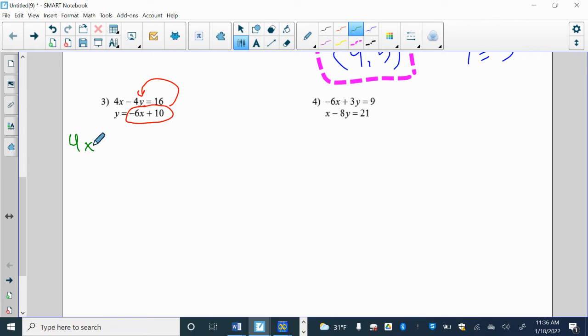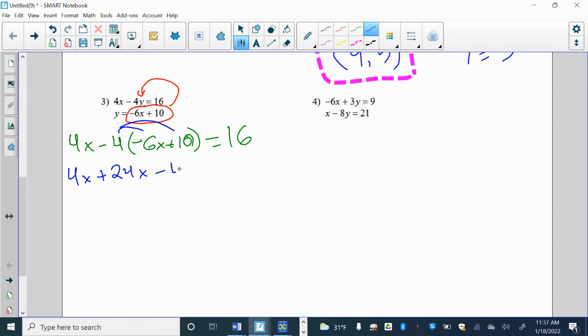We have 4x minus 4 times the parentheses. Y goes out, -6x plus 10 goes in, equals 16. Notice we needed parentheses because y was getting replaced with these two terms, -6x plus 10. So that -4 has to be multiplied to both terms. Now it's just practice with solving a linear equation. So we need to distribute. We have 4x. -4 times -6x is plus 24x. -4 times 10 is minus 40 equals 16.